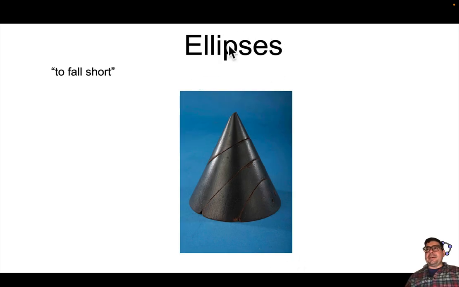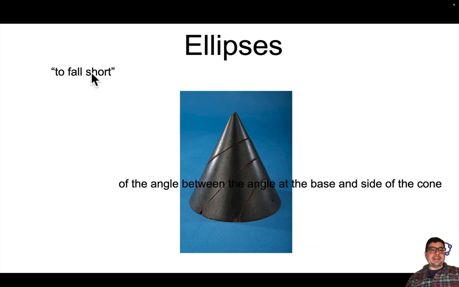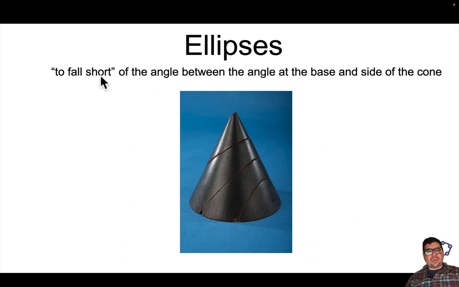Let's first talk about the fact that the word ellipse doesn't mean oval. The root of the word ellipse connects to the phrase, I should say, to fall short. To fall short of what? Well, this falling short has to do with the cone.